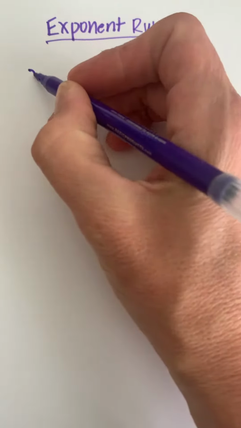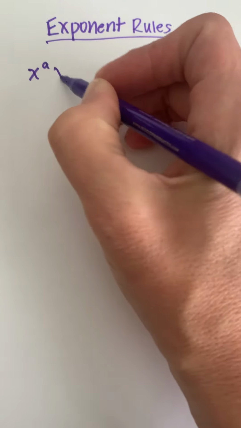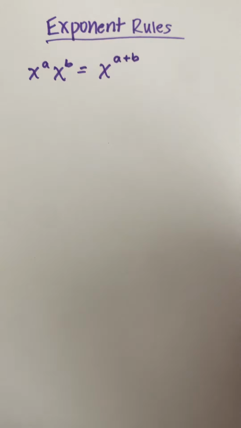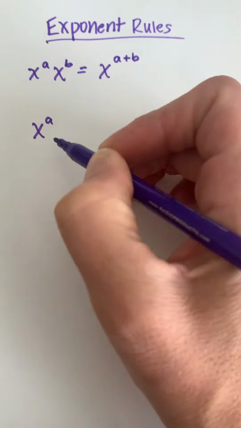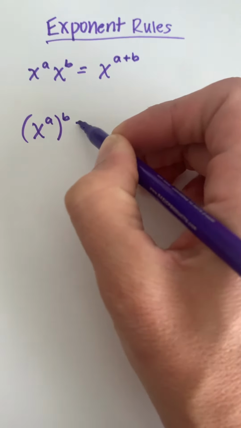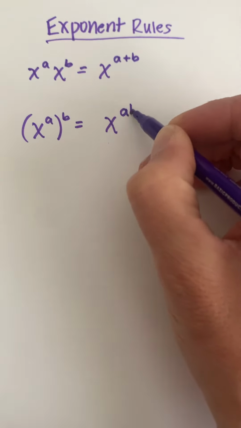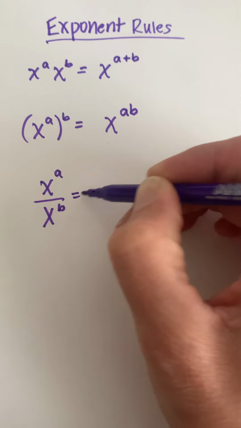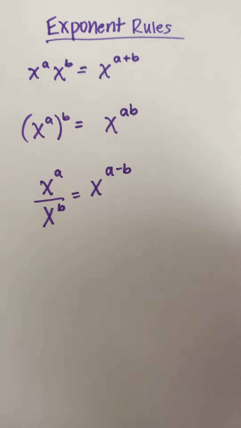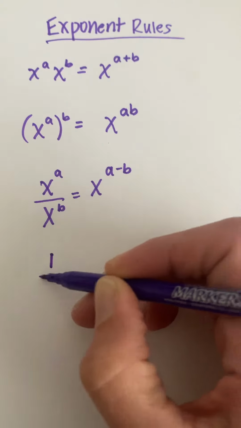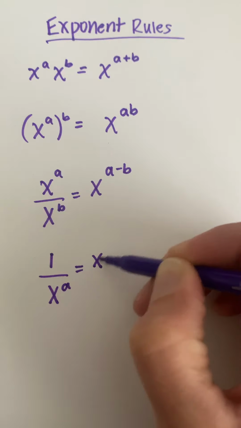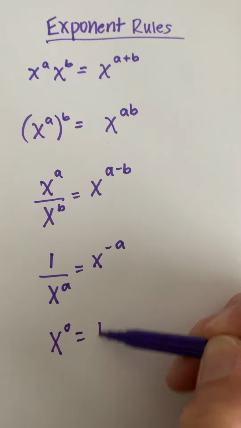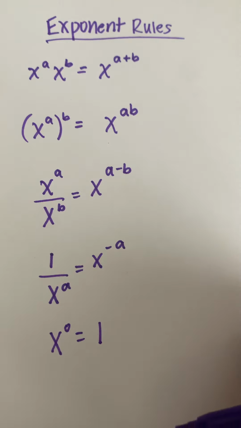Those rules are, if I have x to the a times x to the b, that's x to the a plus b. And if I have x to the a raised to the b, that's x to the a times b. If I have x to the a over x to the b, that is x to the a minus b. If I have 1 over x to the a, that's x to the negative a. And if I have anything to the 0 power, that is 1. So these are some exponent rules to get you started.